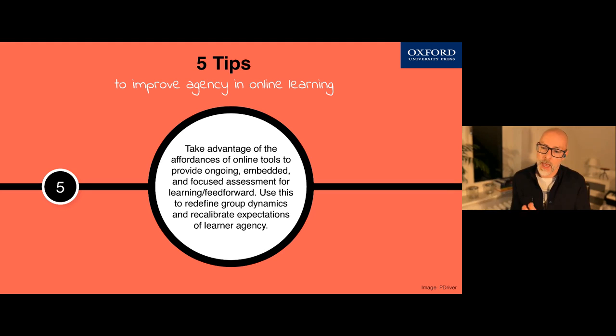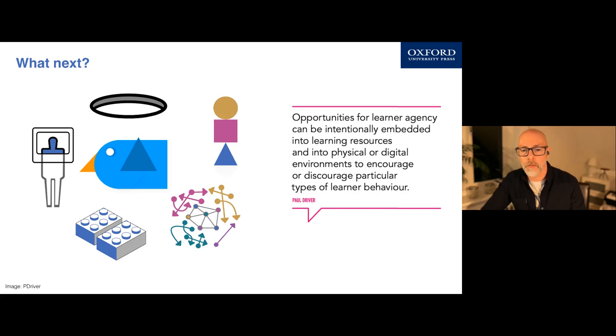And look at how the tasks that you create with your students can redefine group dynamics. They can recalibrate expectations of your learners for what agency means to them. So I think my time is running short. I'm just going to finish with a quick summary, reminding you that you may have some very, very simple tools available to you, but you are empowered to use those tools and combine those tools in ways that can lead to something that's much more powerful than the sum of its parts.